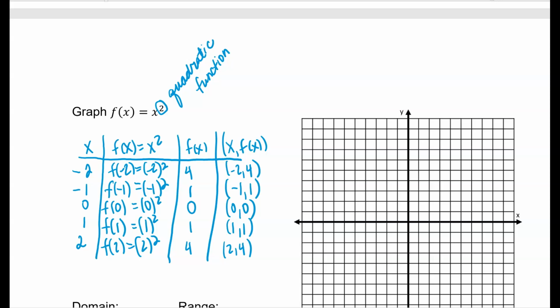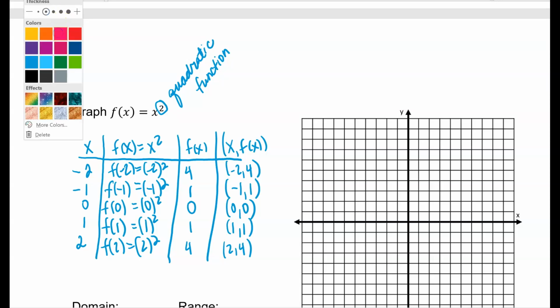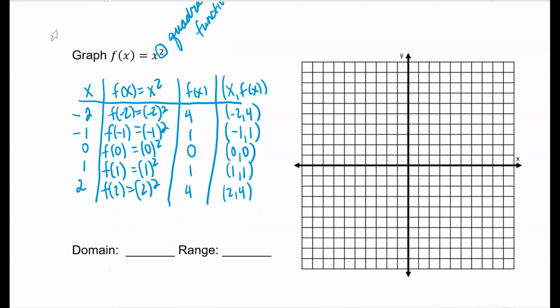Let's plot those numbers here. So we have negative 2, 4, to the left 2, up 4, 1, 2, 3, 4, negative 1, 1, 0, 0, 1, 1, and 2, 4 here. So notice this shape is definitely not a line. It is a U-shaped figure. So our range will be totally different from the previous examples.